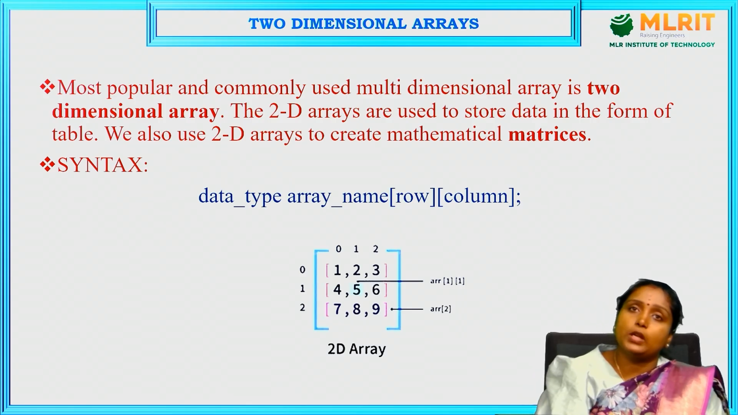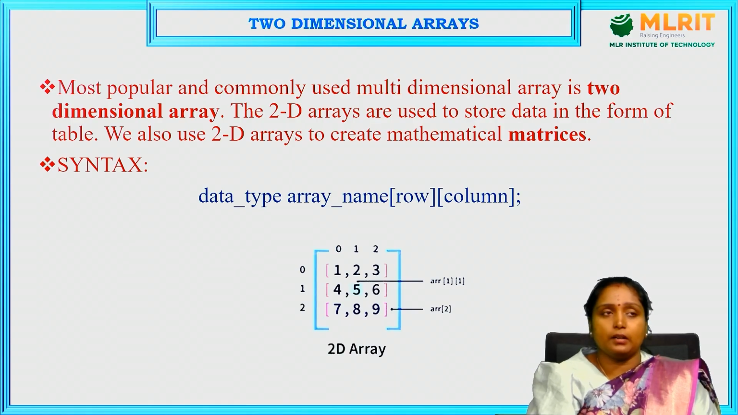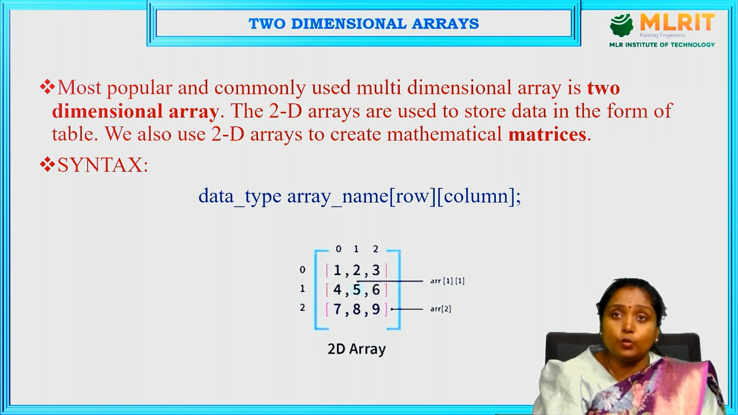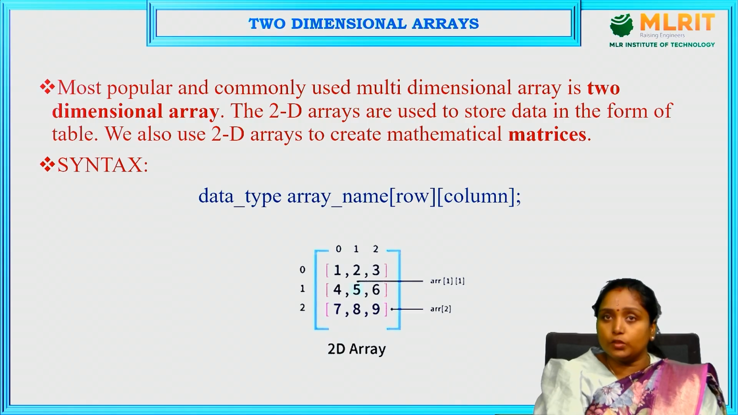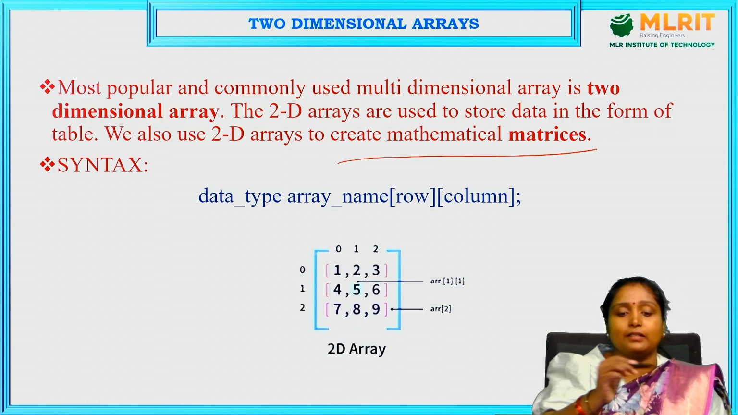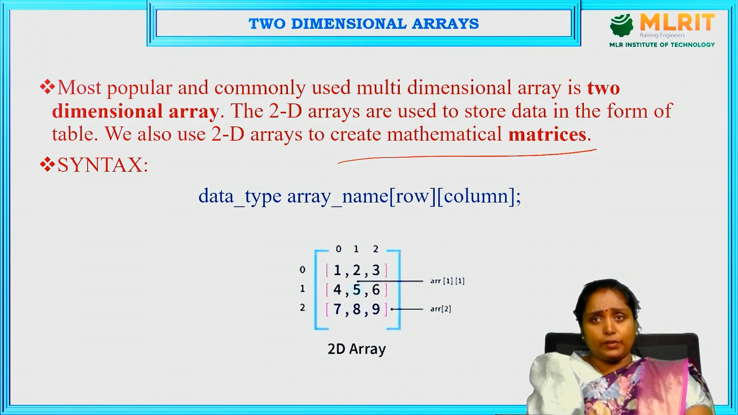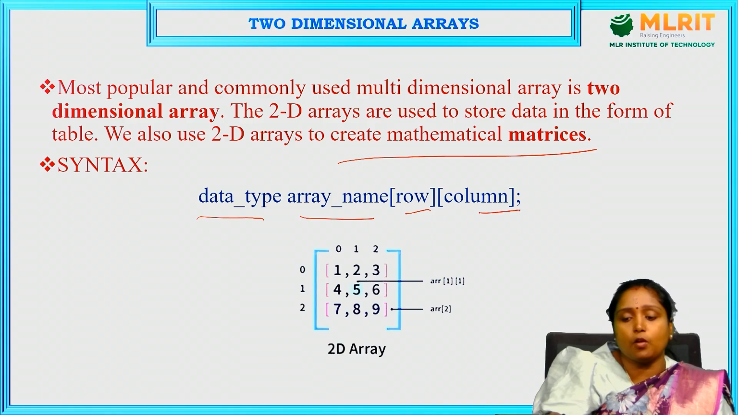So coming to two-dimensional arrays. If you have 2 subscripts, then it is said to be a multi-dimensional array: an array with 2 subscripts. You can say 2D arrays are used to store data in the form of a table, and they are used to create mathematical matrices. The syntax is data type, array name, rows and columns. Here you give the number of rows and the number of columns.